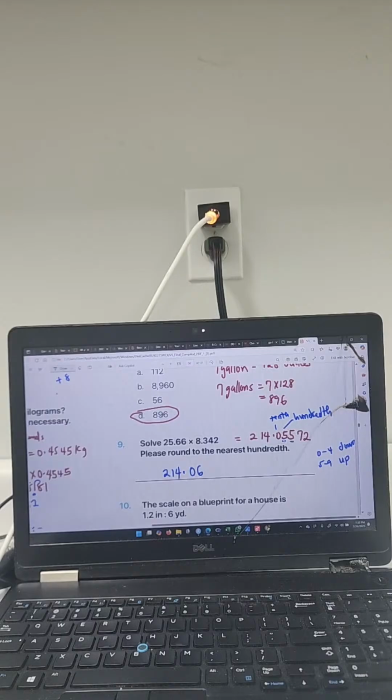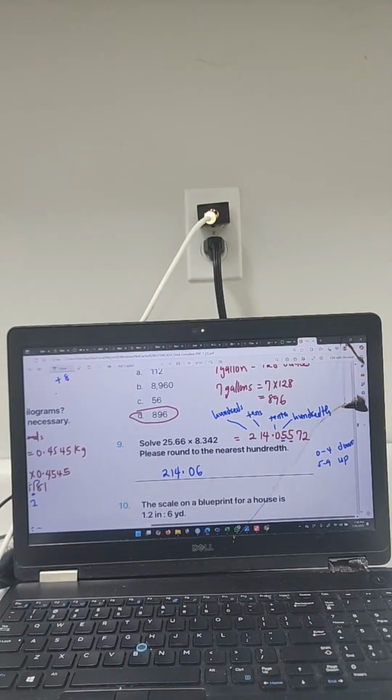So this is your hundredth. You have to identify your tenths, your hundredths, your thousandths, not units, tens, hundreds. This is units. This is tens. There's a difference between tens and tenths. This is tens. This is hundredths. Hundreds. The reason why this is tenth, hundredth is because this is a fraction. It's like 1/10, 1/100. Okay. So this is the answer to number 9.